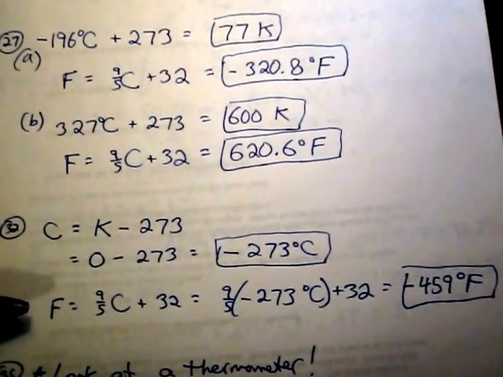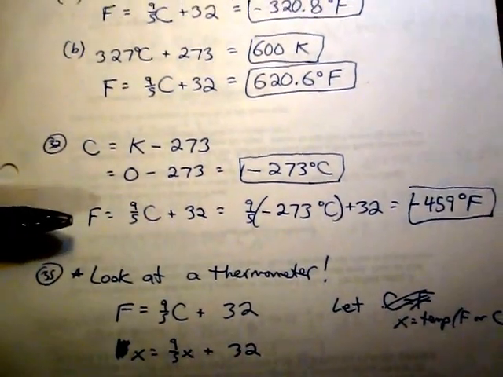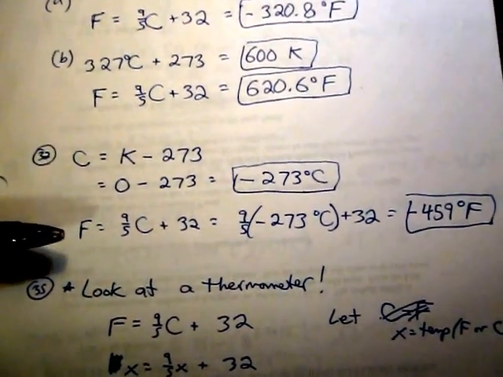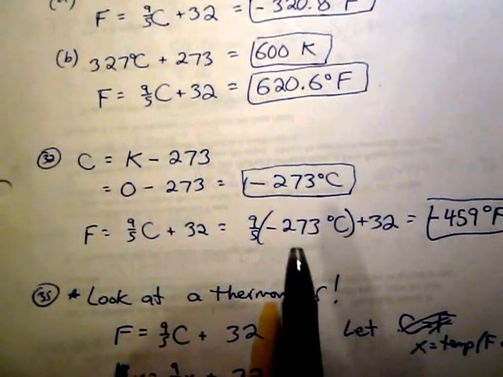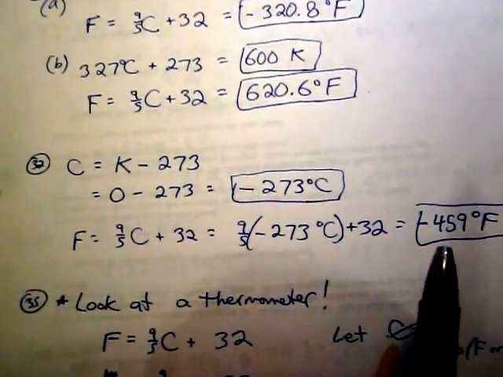Once you have the Celsius, converting it to Fahrenheit is a matter of multiplying by 9/5 and adding 32. So 9/5 of negative 273 plus 32 is negative 459 degrees Fahrenheit.